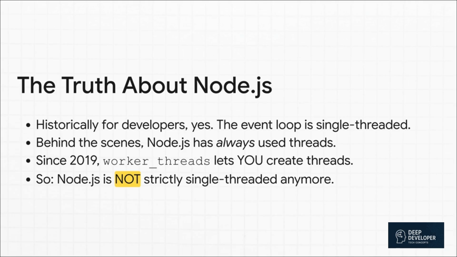While it's true that your main JavaScript code runs on a single thread called the event loop, that's not the whole story anymore. Ever since 2019, with Node version 12, we've had the worker threads module. This gives us, the developers, the power to create and manage our own threads to absolutely demolish those heavy CPU-bound tasks. So no, Node.js is not strictly single-threaded anymore.